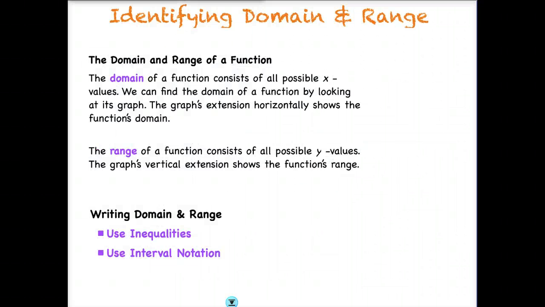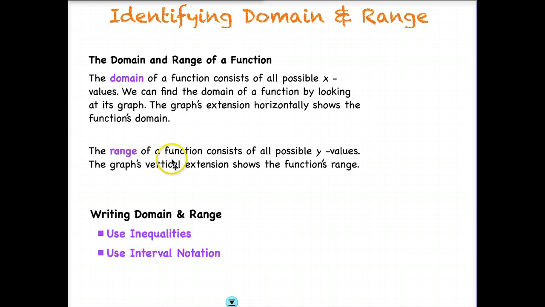All right. You might want to take out some paper and pencil and write down some notes as we go. So this first slide consists of a little bit of review. The domain of a function consists of all possible x values. We know that. We can find the domain of a function on a graph by looking at the graph. We look at the line on the graph and we determine horizontally where it's going. So the graph's extension horizontally shows us the domain.